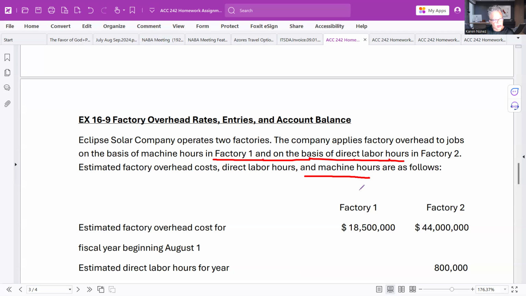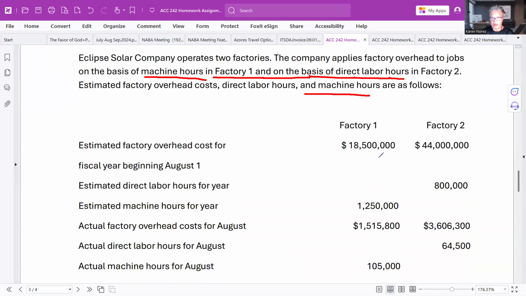So factory one is based on, no, I'm sorry, factory one is based on machine hours. Factory two is based on direct labor hours. So factory one is based on machine hours, right? So it's the overhead allocated based on machine hours. Factory two is based on labor hours, right?